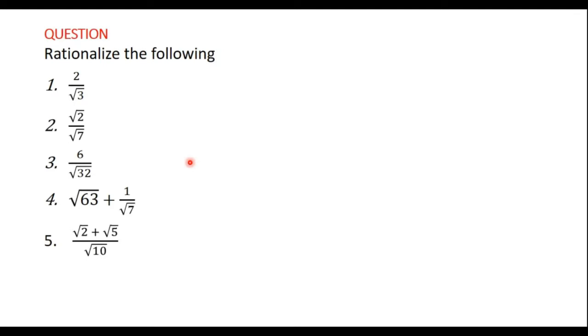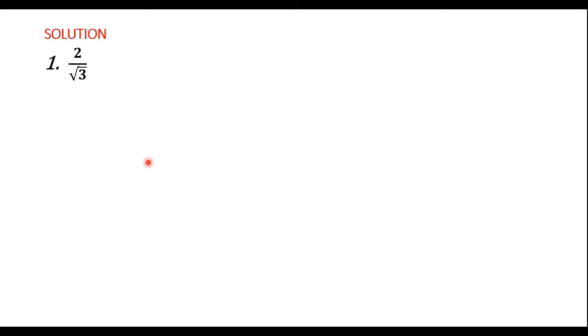Let's pick some real examples and see how this is done. So we are being told to rationalize the following and we have been given from question 1 up to question 5. So let's pick them one after the other. The first one, we have 2 over square root of 3. We are being told to rationalize this. So once again, whenever you are told to rationalize a set, multiply the numerator and the denominator by the denominator. The denominator here is square root of 3. So you multiply 2 by square root of 3. You multiply square root of 3 by square root of 3.